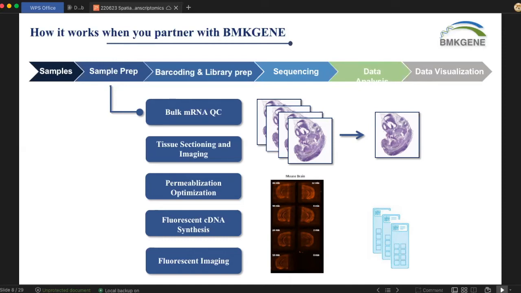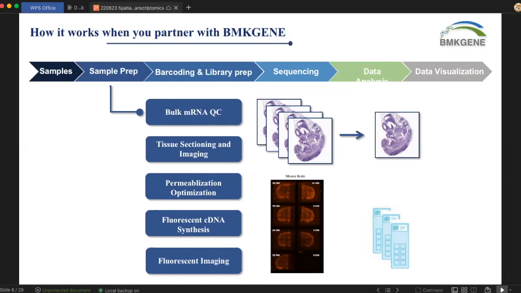And what we'll do after that is a permeabilization optimization. The reason for that is that different types of tissues or different species will need different permeabilization conditions to make sure that they release most of the RNA molecules from the slice onto our capturing area.